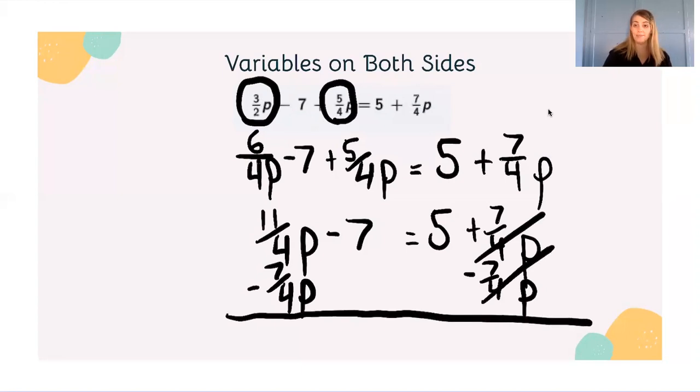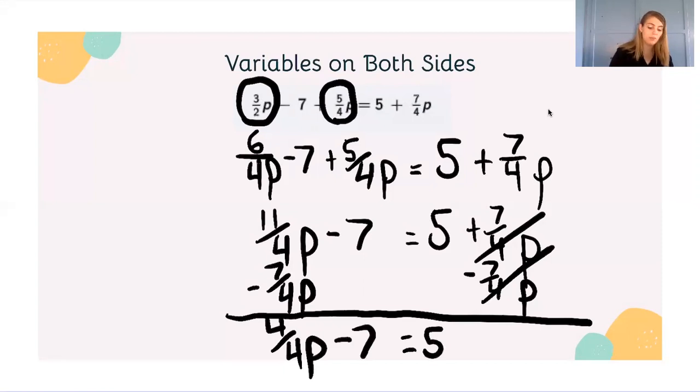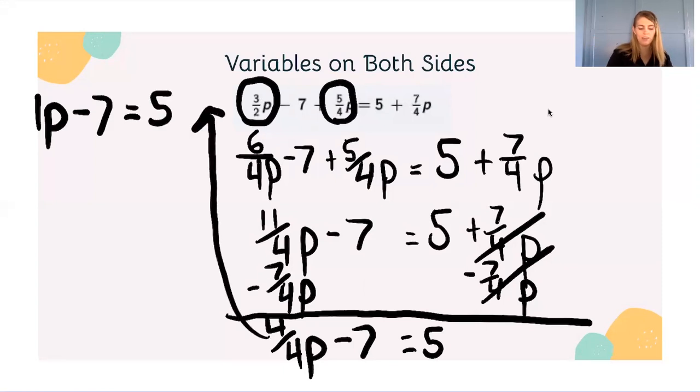Y'all, I'm blanking. 11 minus 7 is 4. So I get 4 over 4p minus 7 equals 5. I'm out of room. So I'm going to do something obnoxious where I move it over to the side. While I do that, I'm going to simplify 4 over 4 to 1. So I just have 1p minus 7 equals 5. So all I did was I moved this here because I was out of room. That's it.